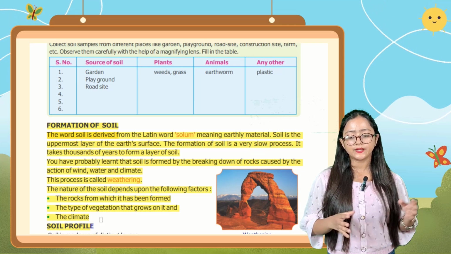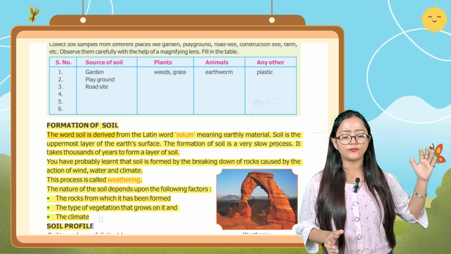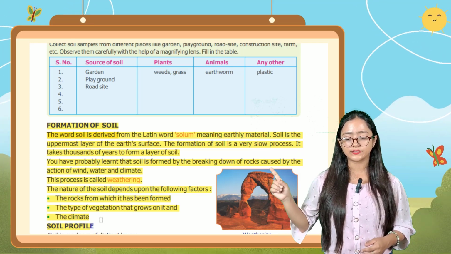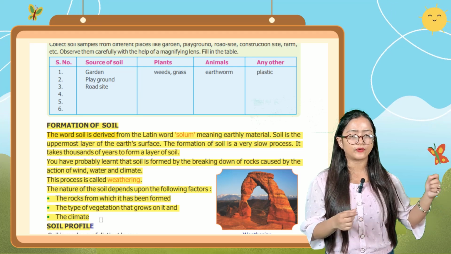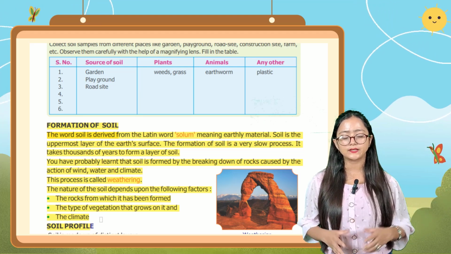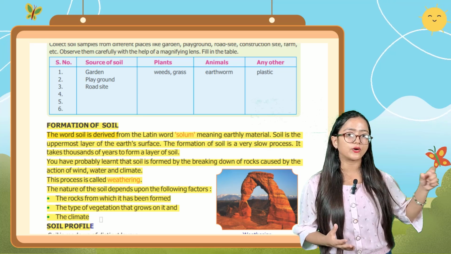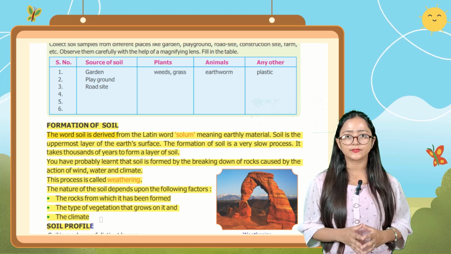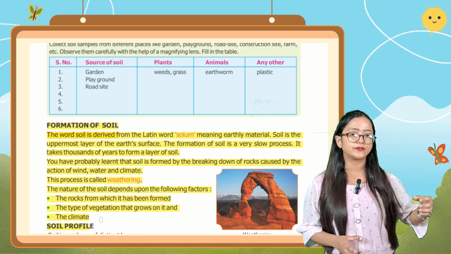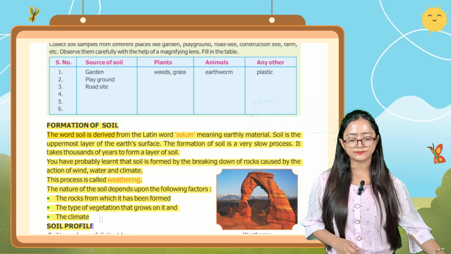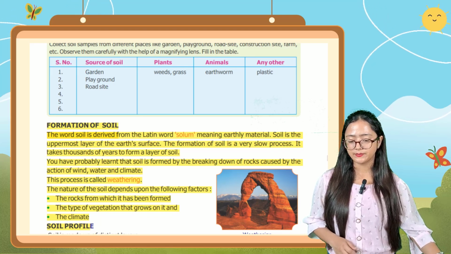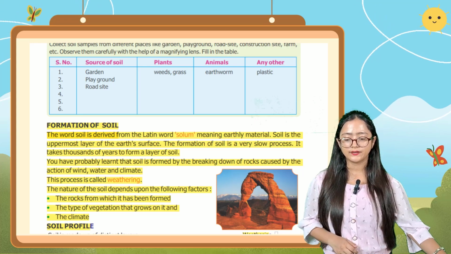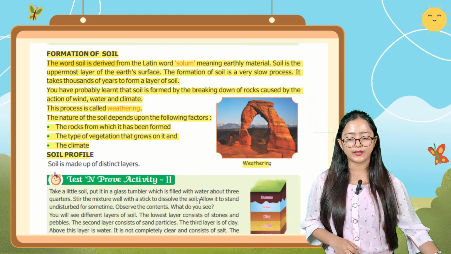Okay. The nature of the soil depends upon the following factors. So here are some following factors. First is the rocks from which it has been formed, from which the soil has been formed. Next, the type of vegetation that grows on it, okay, that grows on that soil. And next is the climate. Okay, so in different region you can find different varieties of soil. Here you can see in this image the weathering of rock and how the soil is formed. Okay, next we're going to talk about soil profile.